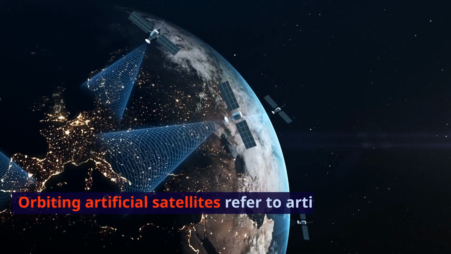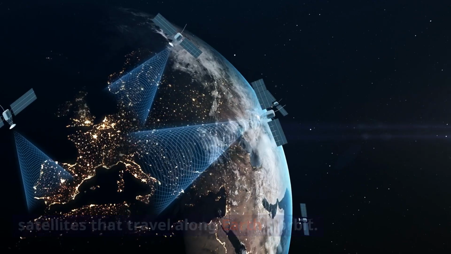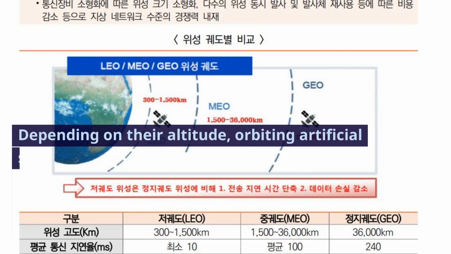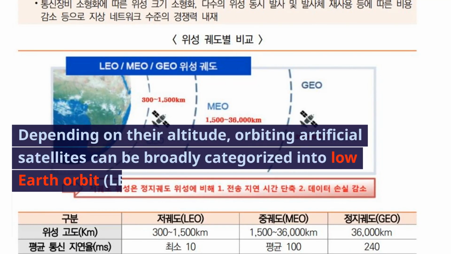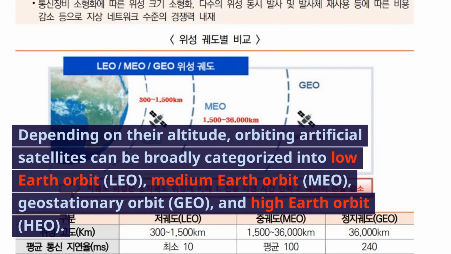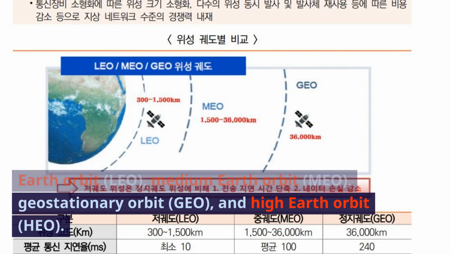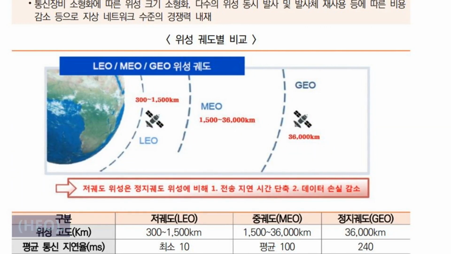Orbiting artificial satellites refer to artificial satellites that travel along Earth's orbit. Depending on their altitude, orbiting artificial satellites can be broadly categorized into low Earth orbit, LEO, medium Earth orbit, MEO, geostationary orbit, GEO, and high Earth orbit, HEO.